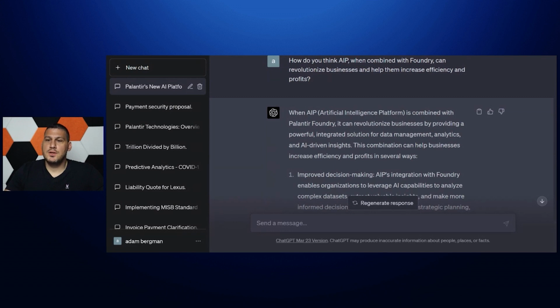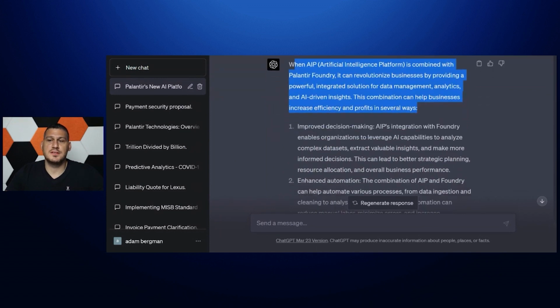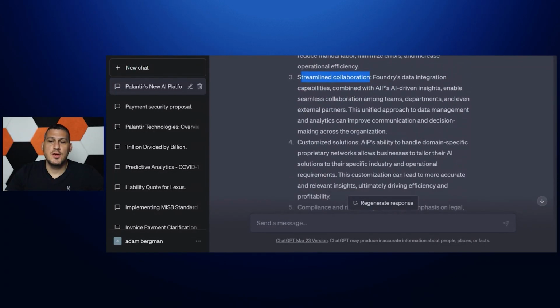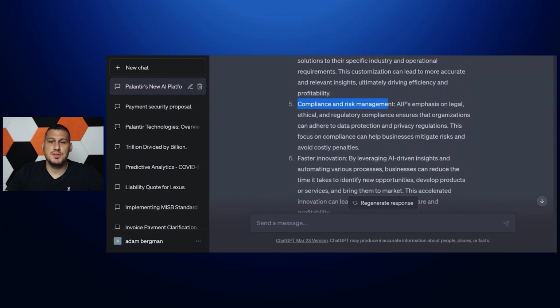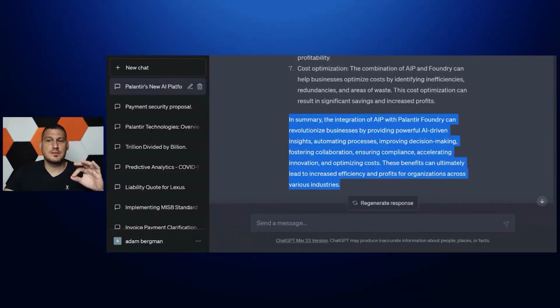When AIP is combined with Palantir Foundry, it can revolutionize businesses by providing a powerful, integrated solution for data management, analytics, and AI-driven insights. The combination can help businesses increase efficiency and profits in several ways. Improved decision-making, enhanced automation, streamlined collaboration, customized solutions, compliance and risk management, faster innovation, cost optimization. In summary, the integration of AIP with Palantir Foundry can revolutionize, not my words, ChatGPT, AI's words, can revolutionize businesses by providing powerful AI-driven insights, automating processes, improving decision-making, fostering collaboration, ensuring compliance, accelerating innovation, and optimizing costs. These benefits can ultimately lead to increased efficiency and profits for organizations across various industries.